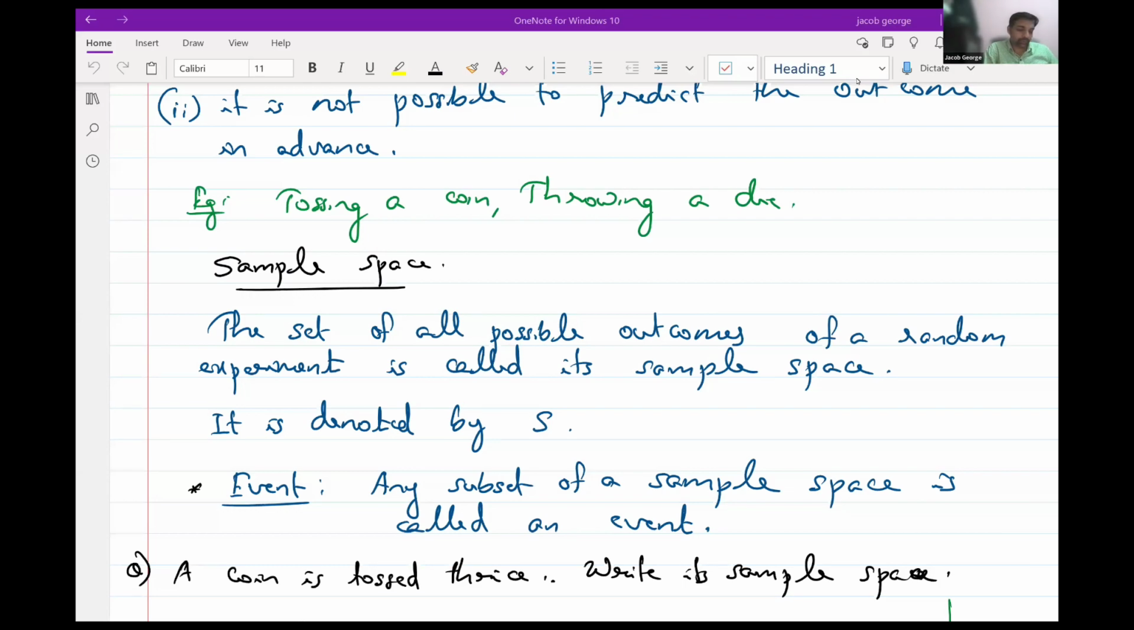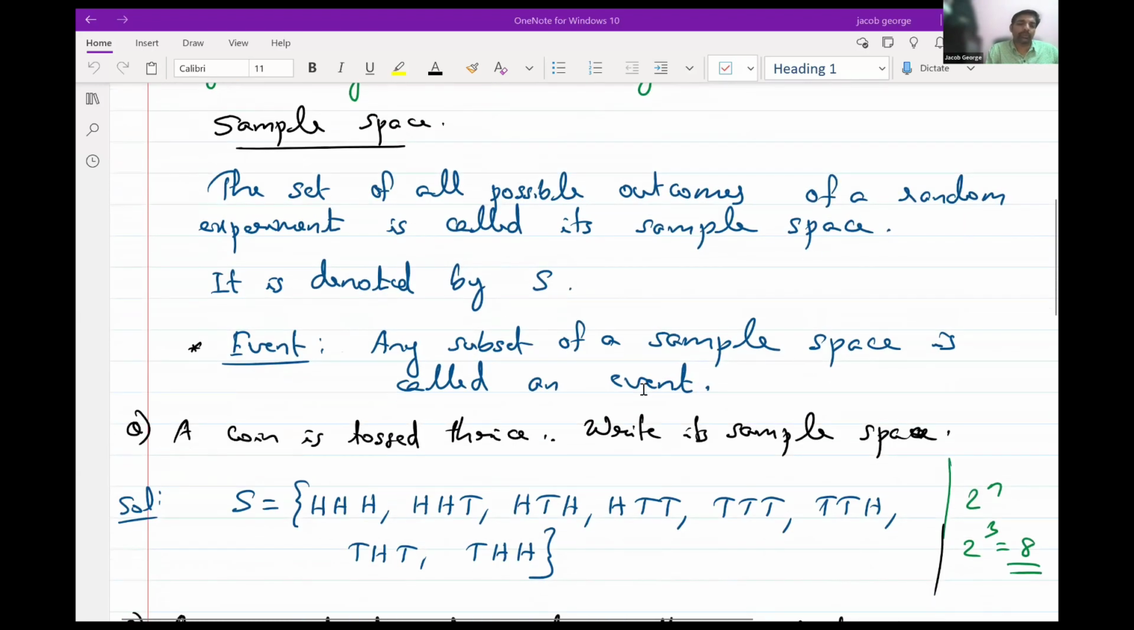In probability, for random experiments, the set of all outcomes is the sample space. Any subset of a sample space is called an event. It is denoted by capital A, B, etc. Our first few questions are to write the sample space, because if you can write the sample space properly, only then can you write the total number of outcomes and the number of favorable outcomes, everything from that sample space.